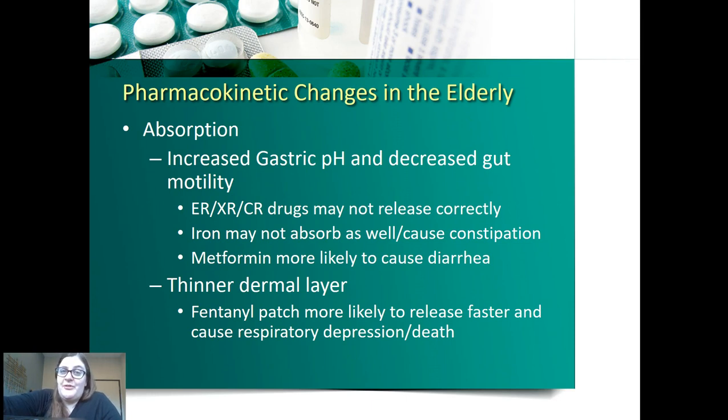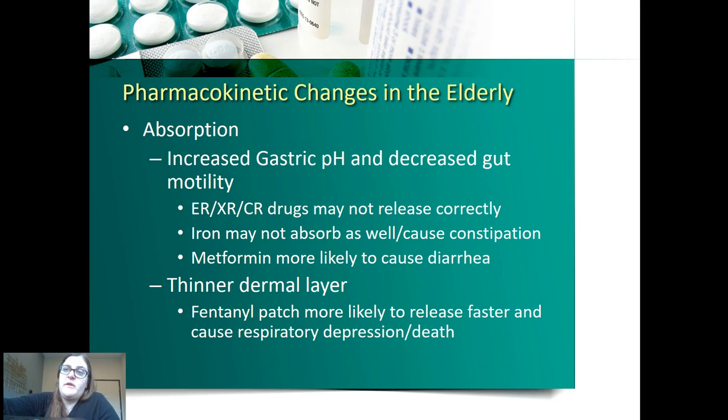Iron isn't going to absorb as well, which is too bad because that's really the population that we want to get oral iron. But you'll a lot of times see that older adults can't tolerate very high doses of iron, and therefore they may need the intravenous iron, which is also not great. And overall, metformin is more likely to cause diarrhea in older adults.